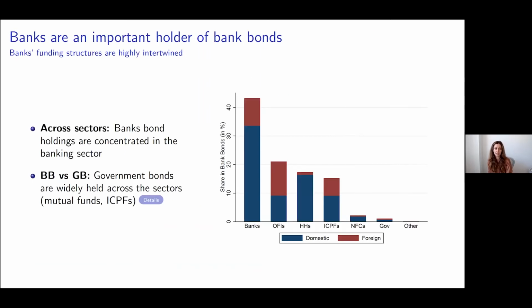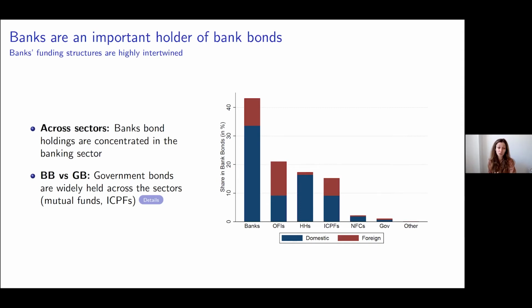Now, let me shift gears a little bit and tell you more about bank bonds. One thing that's really interesting about bank bonds is that they are massively held inside of the banking sector. In this graph, I'm showing you the holdings of bank bonds across a number of sectors. And you see, by and large, the holdings of bank bonds are concentrated inside of the banking sector. This picture would look very different if you looked into the holdings of government bonds. Government bonds are largely held not only by banks, but also by mutual funds, insurance companies, pension funds, et cetera, et cetera.